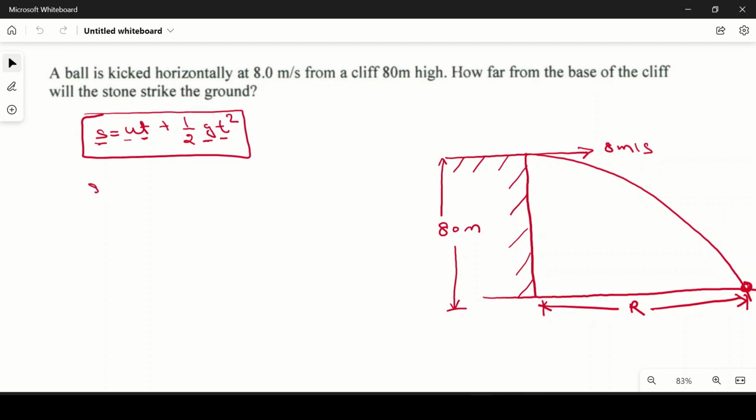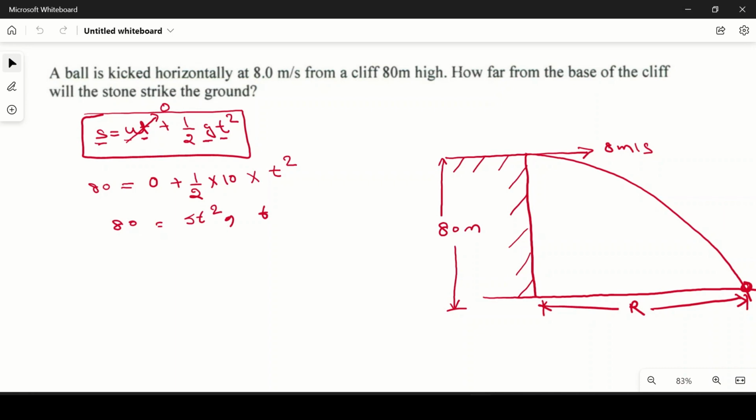So s is equal to 80 meters. 80 is equal to u, the initial velocity in the vertical direction, because we are calculating everything in the vertical direction. Here we have only the horizontal component of velocity, we don't have any vertical component. So this term becomes 0 because the initial vertical velocity is 0, plus half g, where g is 10 meters per second square, which is the acceleration due to gravity, into t square. So 80 is equal to 5 t square.